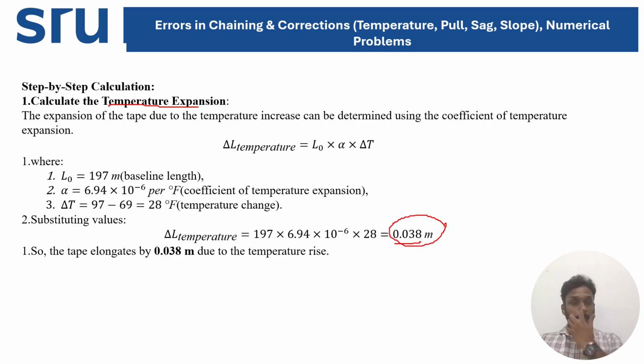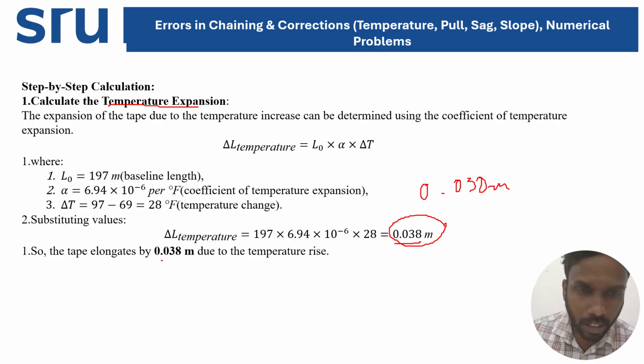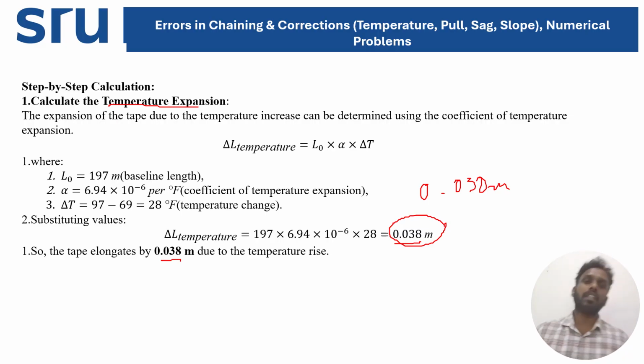So per tape length it is 0.038 meter. By applying the formula, you got this answer. So the tape is elongated. So there is a variation in temperature, right? If the temperature increases, this is a positive error, so you have to add it to the measured length. Your tape is elongated by 0.038 meter due to the temperature rise.